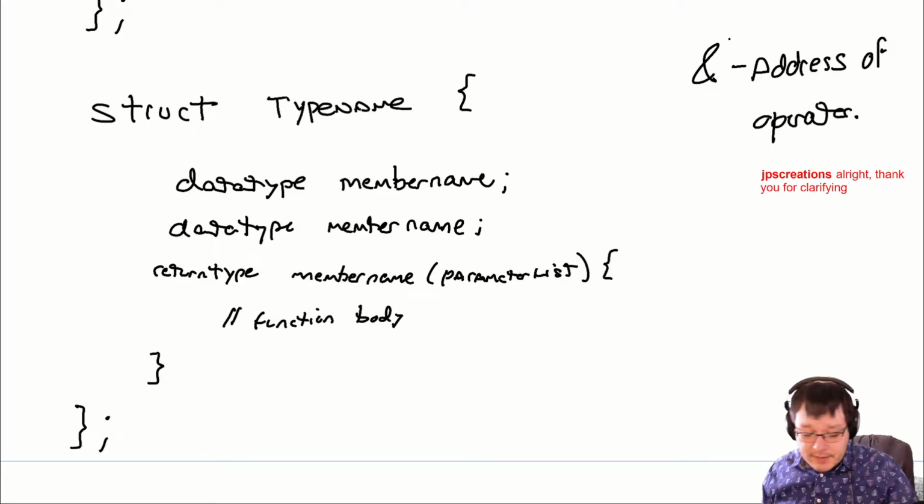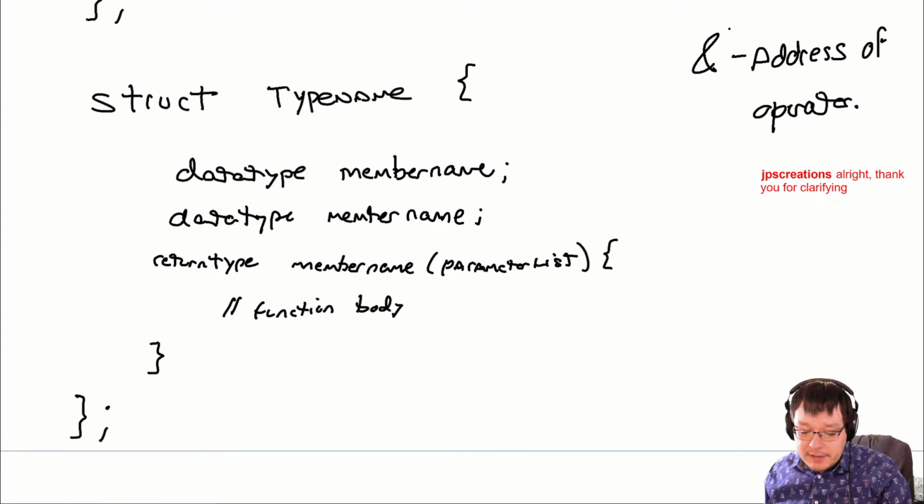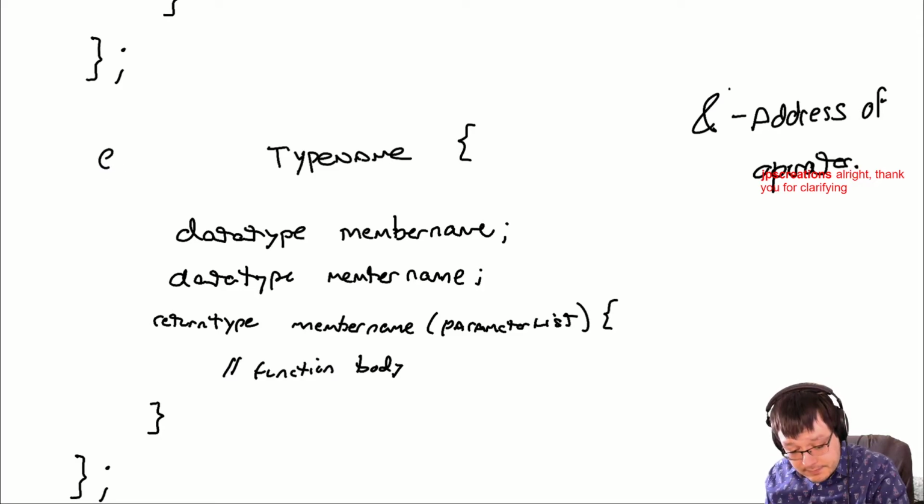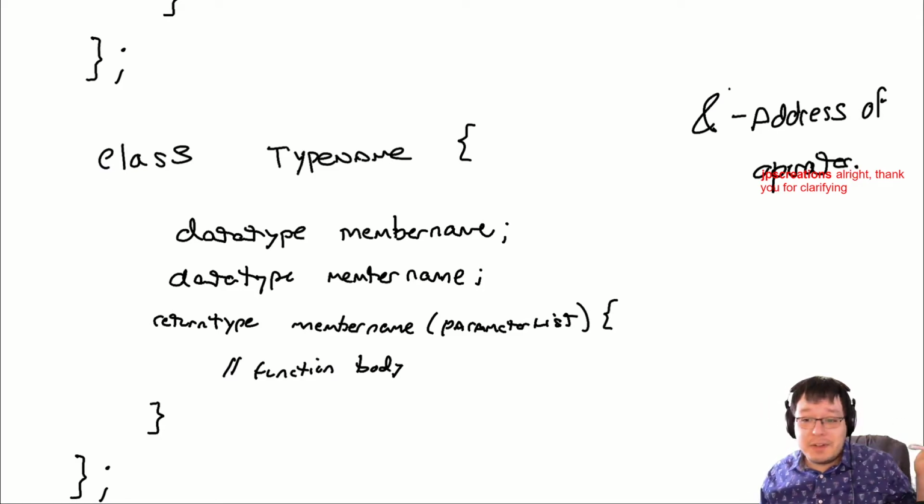So yes. Okay, so anyways, I went ahead and copied and pasted it, and now I'm going to show you the class version of this. All you got to do is change the word struct to class. That's it, done. GG, easy. And now you know what classes are.